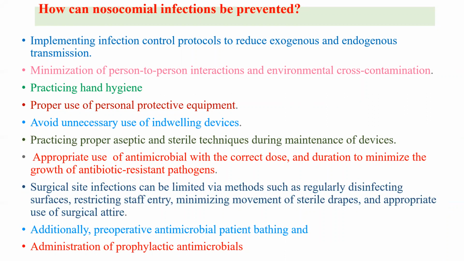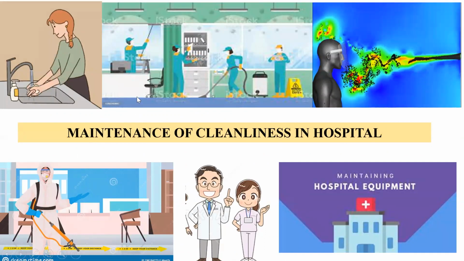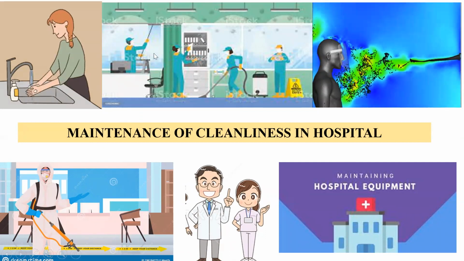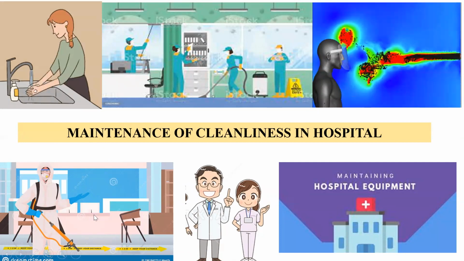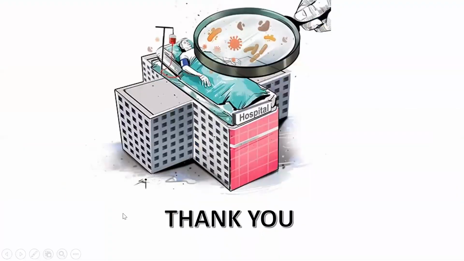Surgical site infections can be limited via methods such as regularly disinfecting surfaces, restricting staff entry, minimizing movement of sterile drapes, and appropriate use of surgical attire. Additionally, pre-operative antimicrobial patient bathing and administration of prophylactic antimicrobials. So here are some pictures where we can practice hand sanitization, then cleanliness, and maintaining a proper atmosphere. In this way, we can maintain the hospital atmosphere free from any nosocomial infection.